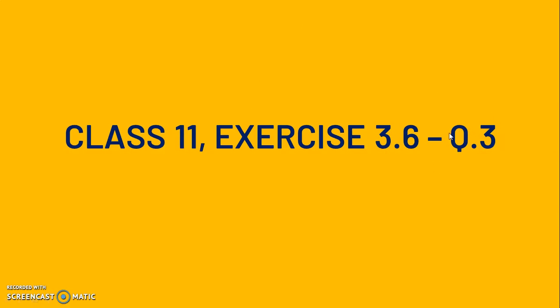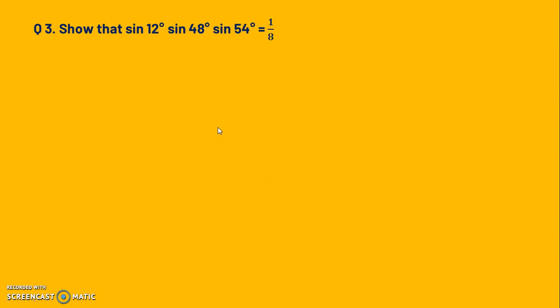So this question number 3 is the most frequently asked question from the examination point of view. So please listen to that carefully. Okay. So show that sin 12 degree sin 48 degree sin 54 degree is equal to 1 by 8.